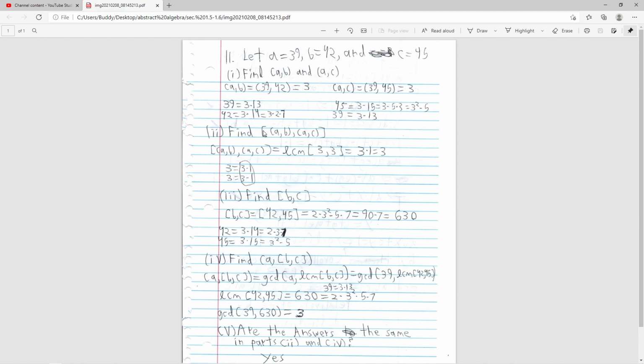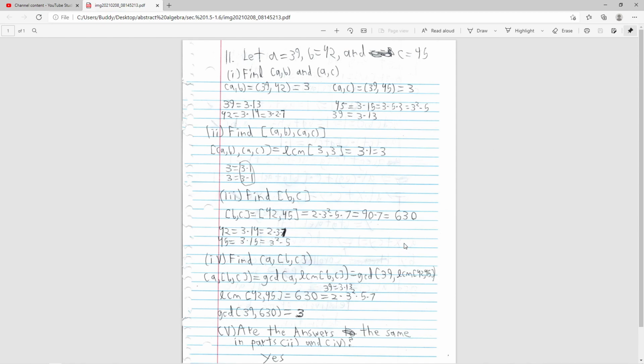And then the second part is find the least common multiple of the GCD of A, B and the GCD of A, C. So this is the LCM of basically 3 and 3, which, as simple as it sounds, is literally just 3. The LCM of 3 and 3 is 3, because they only share 3 within themselves, so you can't really do anything.